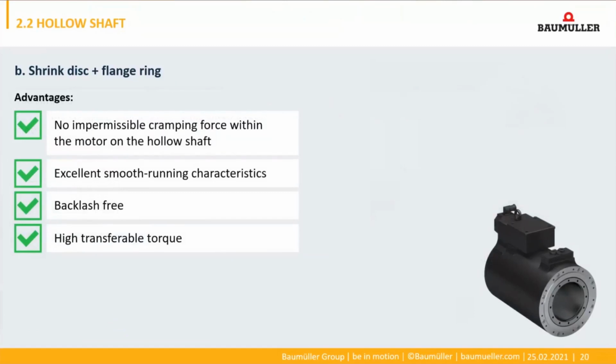As advantages, we can say there is no imperceptible clamping force within the motor on the hollow shaft, excellent smooth running characteristic, backlash-free, and high transferable torques. The disadvantage is that the mounting option results in additional overall length.